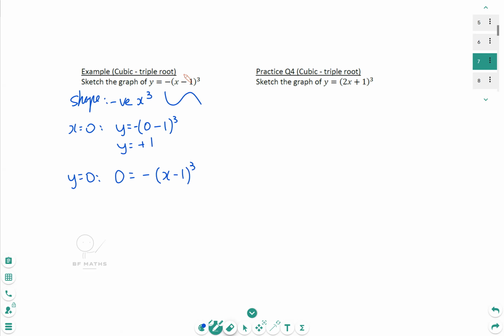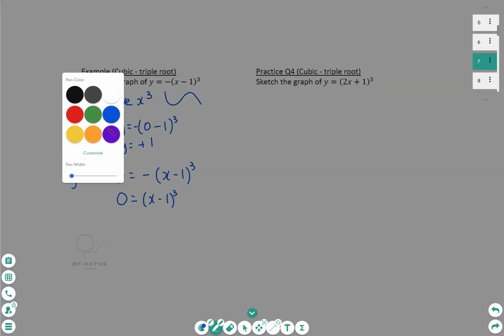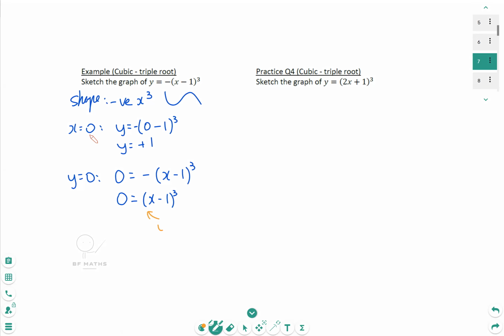When y equals 0, then 0 equals negative x minus 1 cubed. We multiply both sides by negative, which is simply x minus 1 cubed; the negative just disappears. Now, cubed means triple root. If you write it out in full, 0 equals x minus 1 times x minus 1 times x minus 1. So therefore, x equals 1 is a triple root.